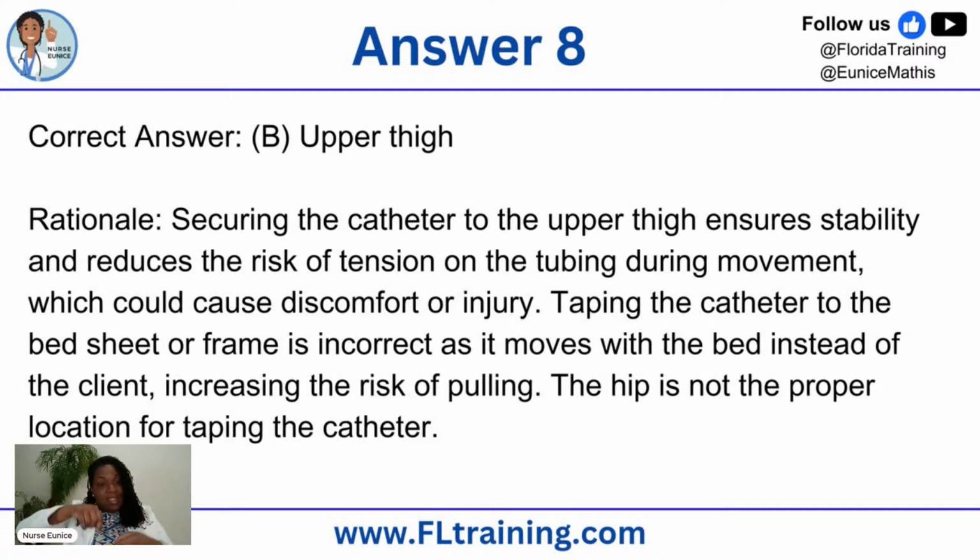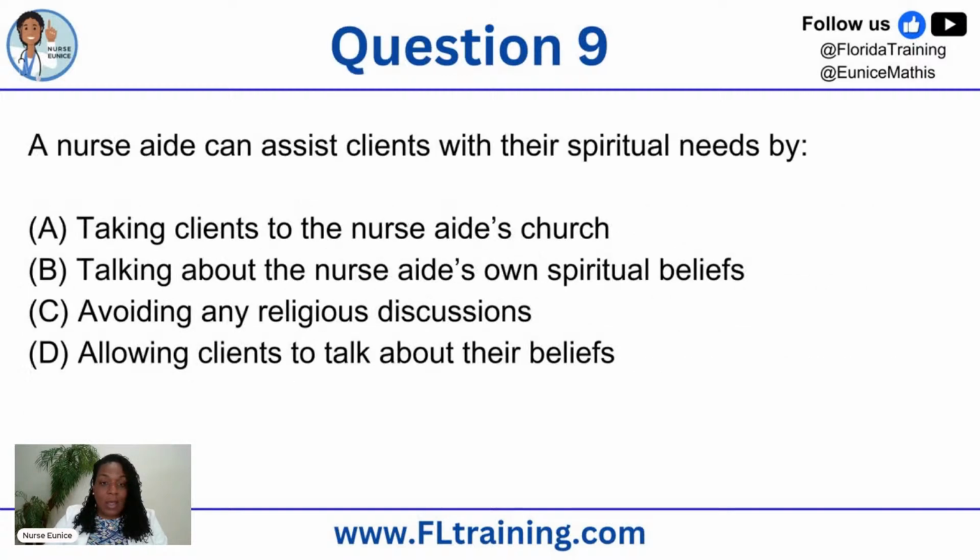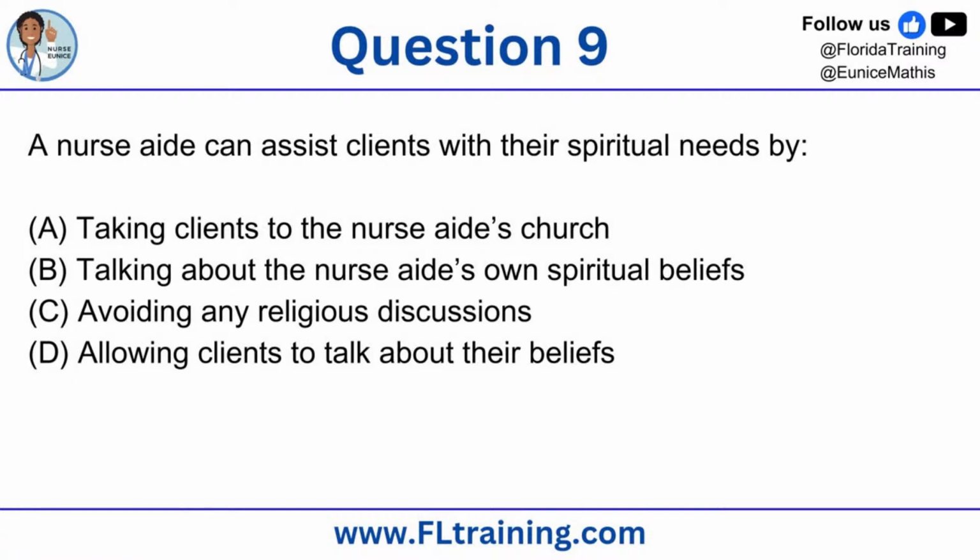towards the feet. If you attach the catheter to the upper thigh, that means it's going to be secure. It won't pull, but it also allows it to drain downward. Okay, so they don't get the old urine back flowing, which can cause a UTI. So I hope that helped you to understand why B was the answer instead of C.